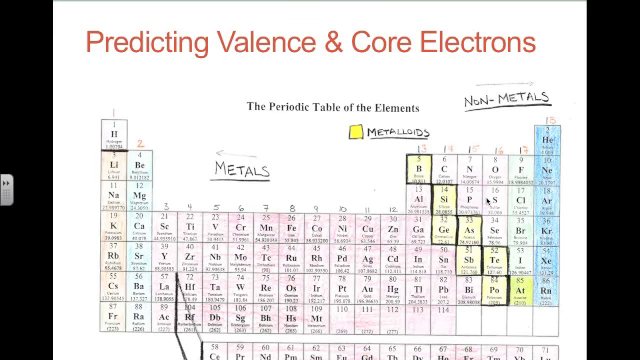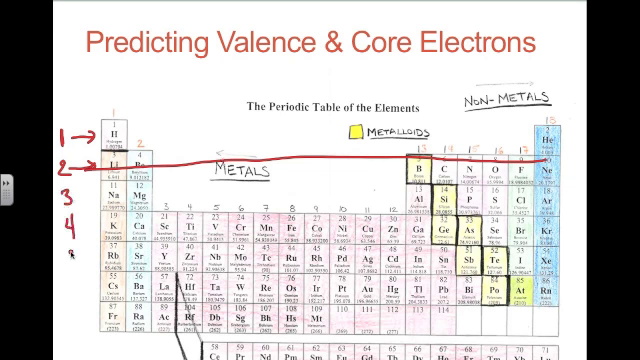Now, as far as determining how many shells it's going to have, the rule we came up with was whatever row we are in. Remember, rows go left to right, across. Whatever row we are in communicates how many electron shells there are. If I'm in the first row, there's one shell. If I'm in the second row, there are two shells. Three shells for the third row, four shells for the fourth row, then 5, 6, and 7.